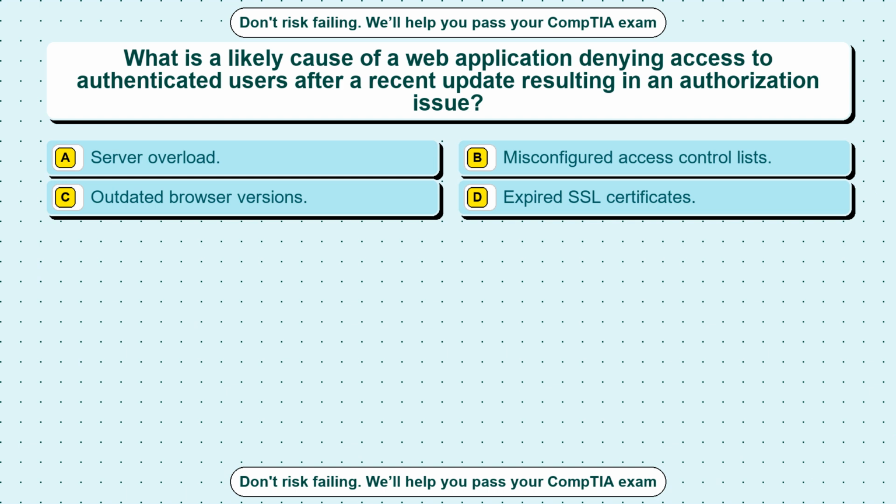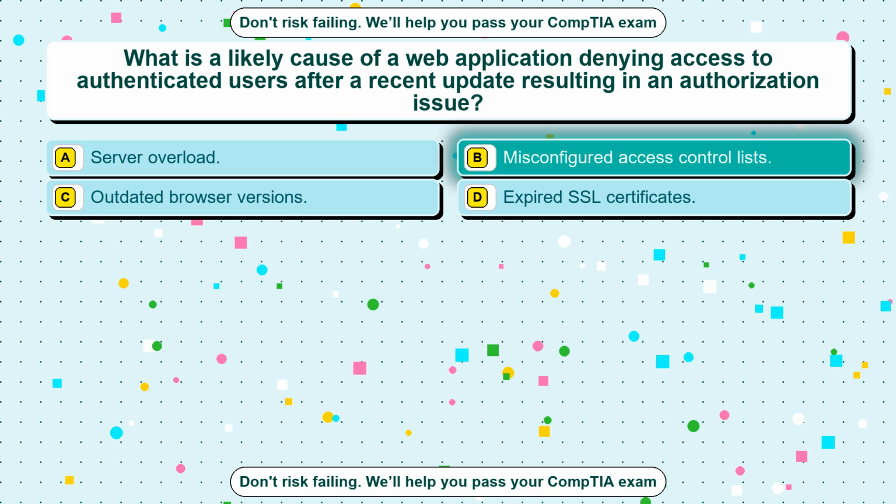Question 9. What is a likely cause of a web application denying access to authenticated users after a recent update resulting in an authorization issue? Option A, server overload. Option B, misconfigured access control lists. Option C, outdated browser versions. Option D, expired SSL certificates. The correct answer is option B.